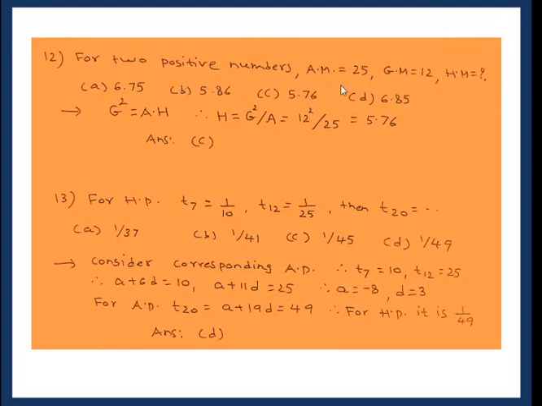For two positive numbers, the arithmetic mean is 25 and the geometric mean is 12. What is the harmonic mean? Now arithmetic mean, geometric mean and harmonic mean are related by G square equal to AH. So what is H? G square upon A. Substitute the values to get H as 5.76. So the correct option is C, Calcutta.